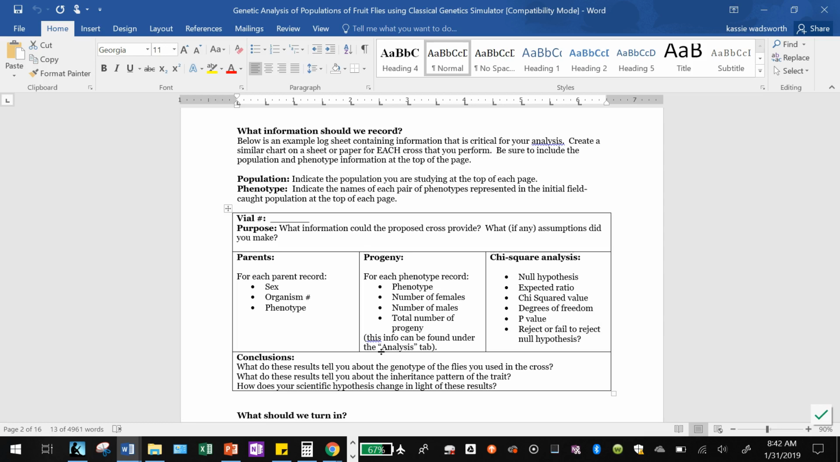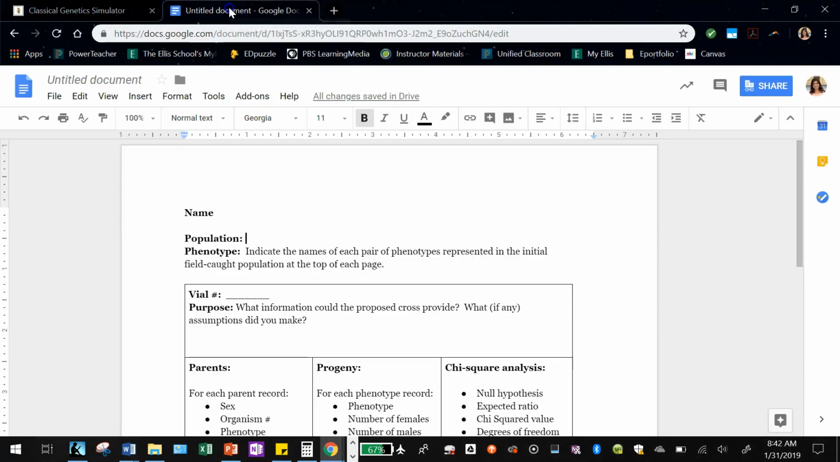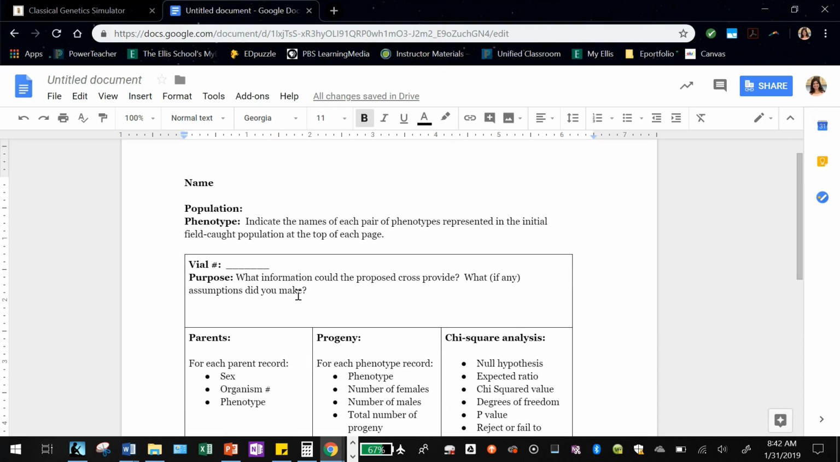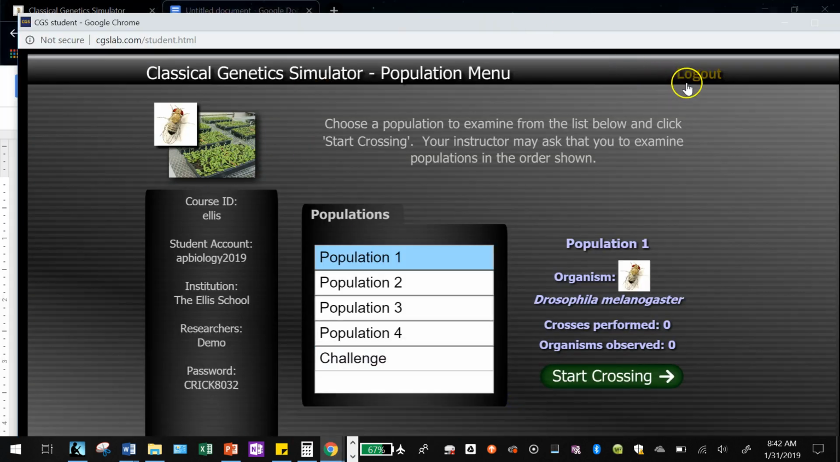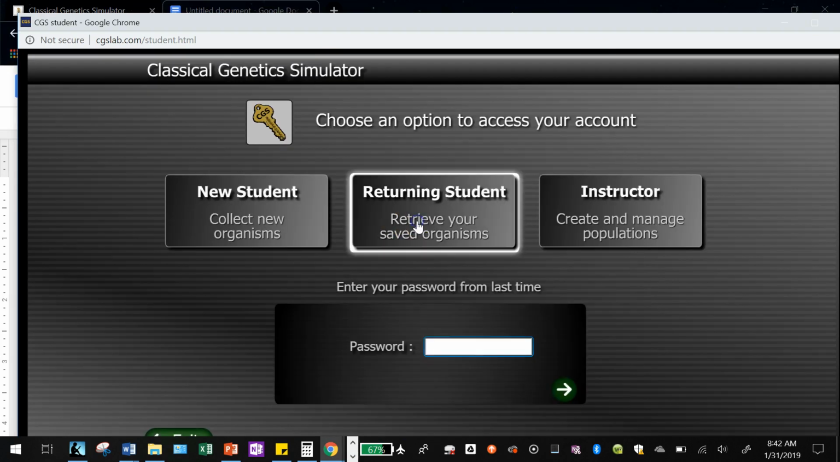You need to be able to have this all turned in for your challenge population. So one of the first things I suggest you do is get yourself a nice Google Doc so you have a place to record your crosses when you get to that point. Okay. So I'm going to log into my account that I made already so I can show you how this works.